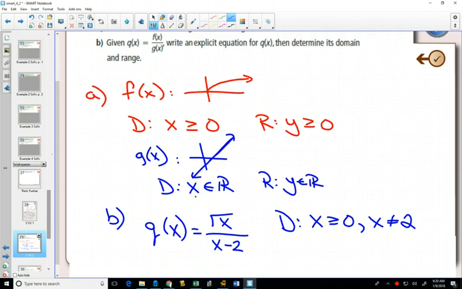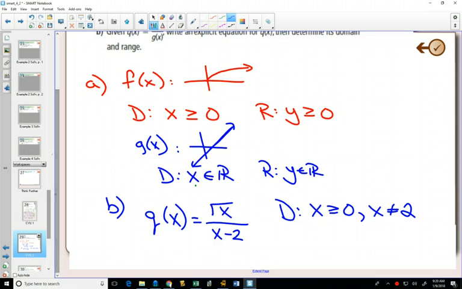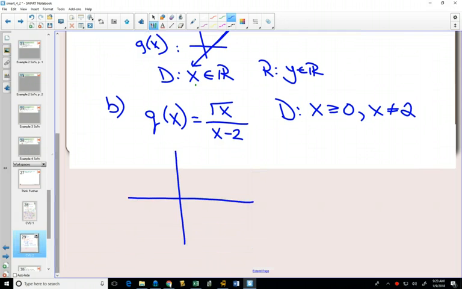To figure out what the range of this graph looks like, we could add our asymptote and we could look at some values. What happens when you plug in 0? Because the domain is x is bigger than or equal to 0, so we'll start with 0. 0 divided by negative 2 is 0. What happens when you plug in 1? 1 over negative 1.